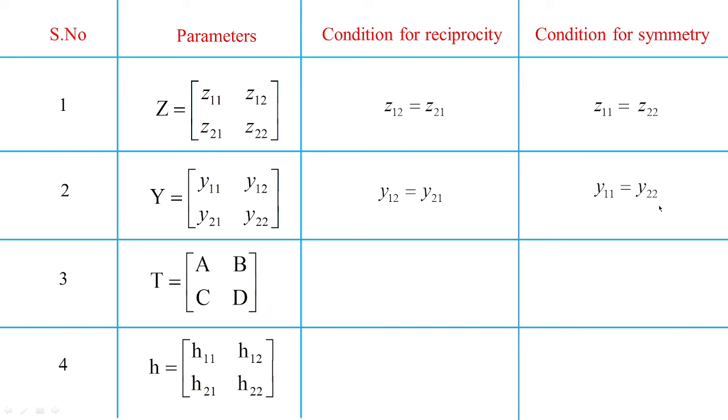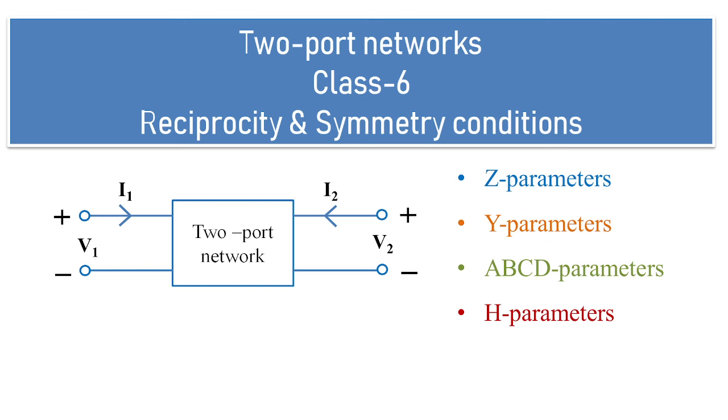For transmission line parameters, we got the condition for reciprocity, which is equivalent to AD minus BC is equal to 1, whereas A is equal to D is the condition for symmetry. And finally, we got H12 is equal to minus H21 as a condition for reciprocity for H parameters, whereas delta H is equal to 1 is the condition for symmetry for H parameters. So in today's class, we have learned all the reciprocity and symmetry conditions of standard two-port networks, that is Z parameters, Y parameters, ABCD parameters and H parameters.